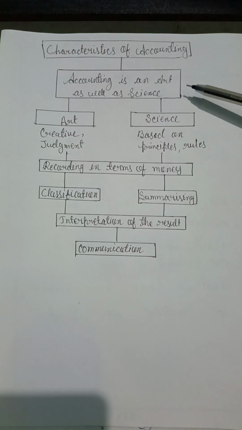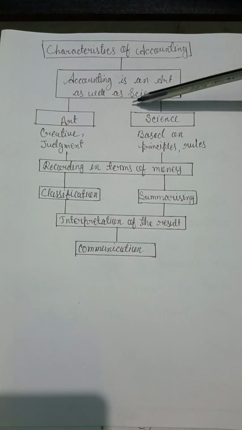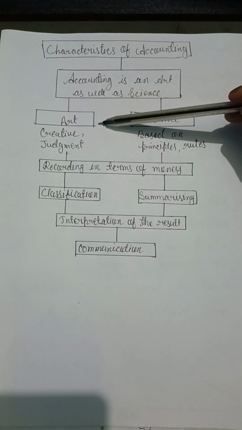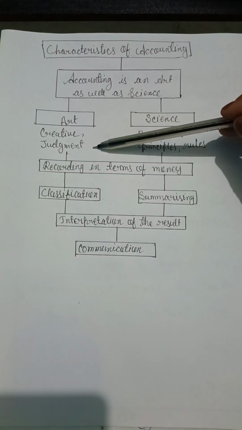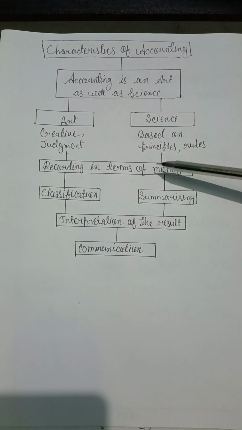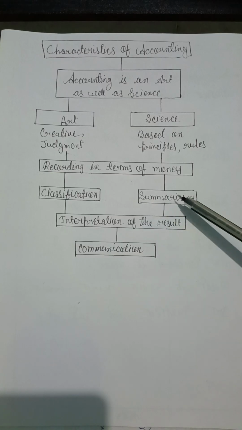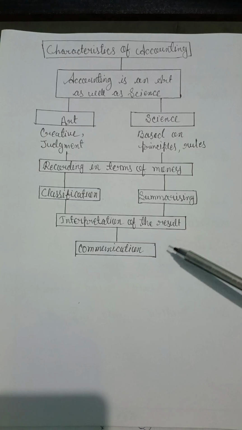Okay, so these are the characteristics of accounting. First, accounting is an art as well as a science. Okay, art because it is very creative and judgmental, and science because it is based on principles and rules. Second character is recording in terms of money. Always in accounting we record all the things in terms of money. Third is classification. Fourth is summarizing. Fifth is interpretation of the result, and last is communication.